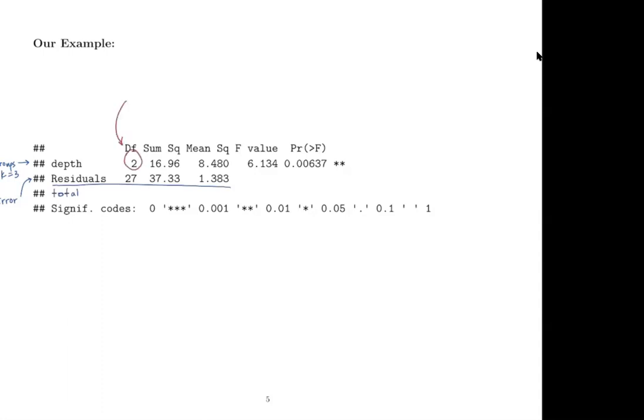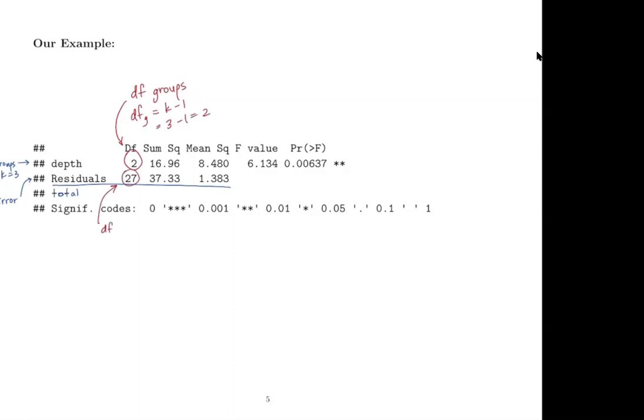So this thing here is my degrees of freedom for the groups. So I'll just say degrees of freedom groups. Sometimes I'll denote that DFG. And it's always going to be K minus 1. So the number of groups minus 1. So in this case, because there were 3 groups, we do 3 minus 1 and it gives me 2. That's where that number is coming from.